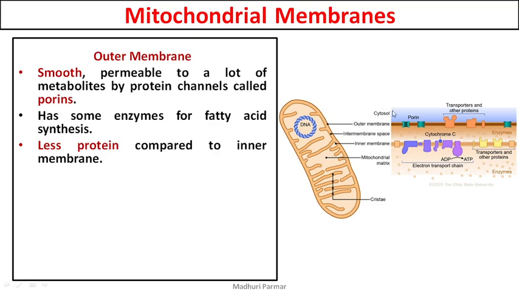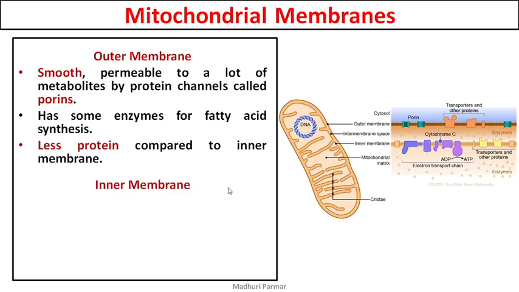It has less protein compared to the inner mitochondrial membrane. Just look at this diagram and remember this fact. If you see in the outer membrane, you are still able to see the phospholipid bilayer, and in between you are able to see the proteins, right? But when you look at the inner membrane, there are so many proteins and very little membrane you are actually able to see, right? So from this comparison itself, you must be able to realize that the outer membrane has less protein compared to the inner membrane.